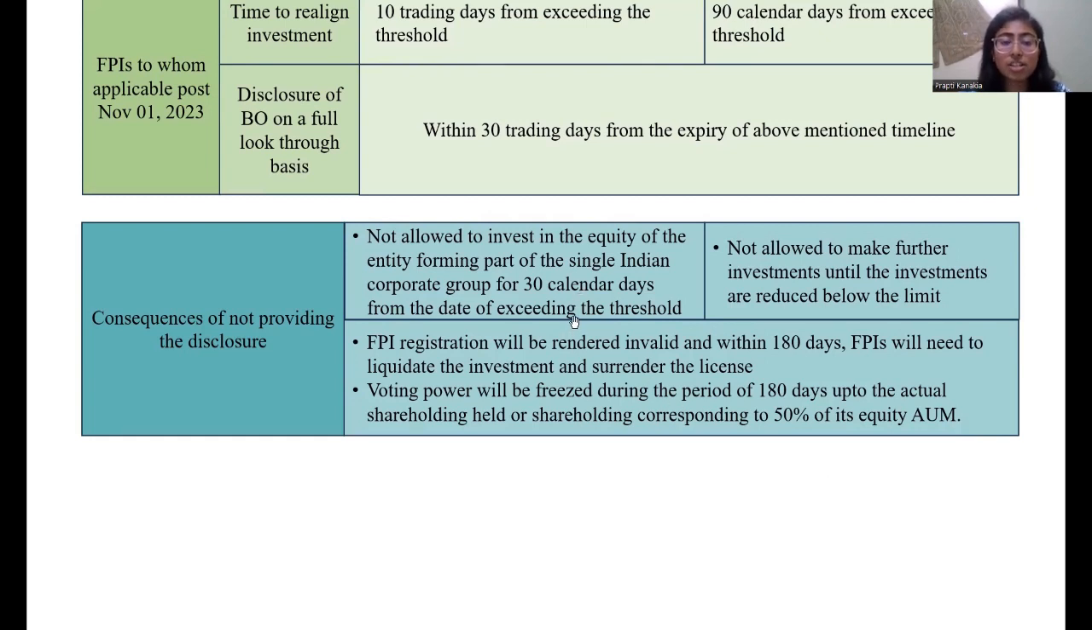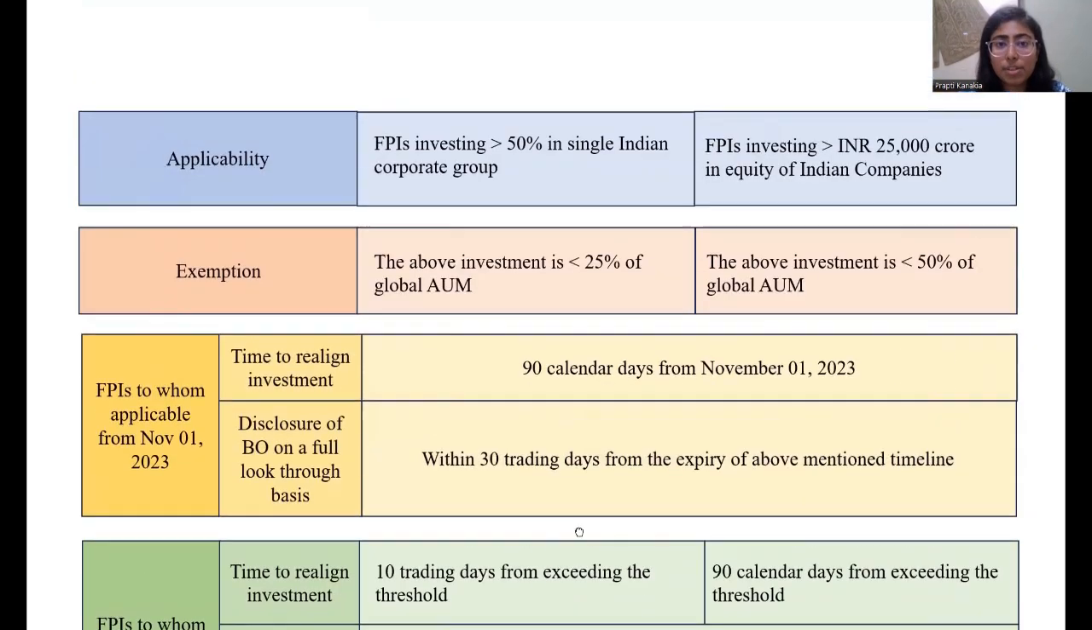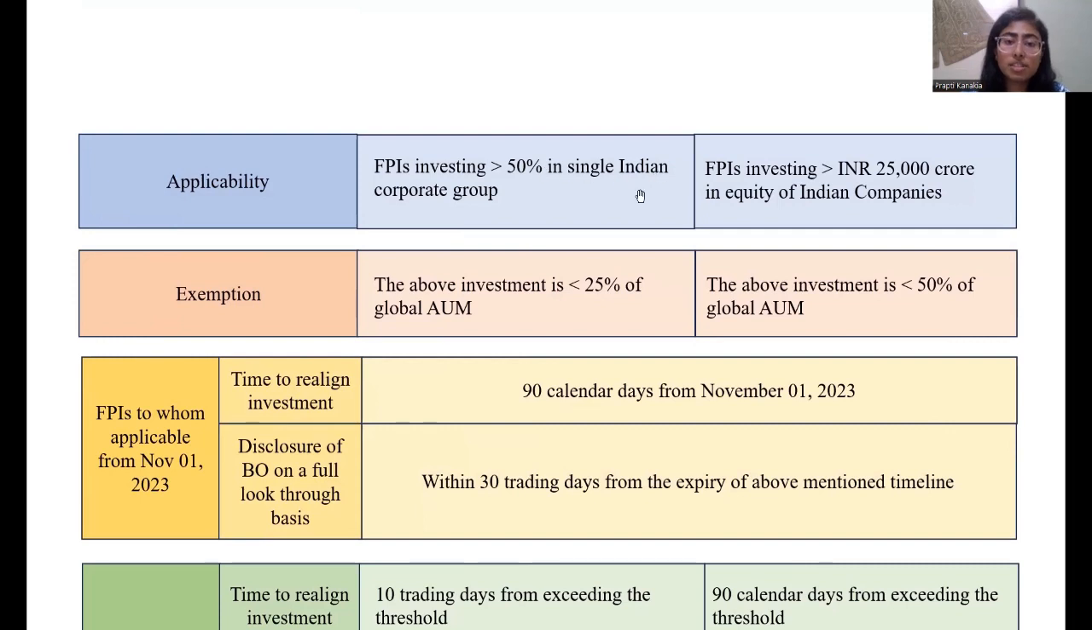So here the actionable for the FPI is that if their investments are beyond the limits as prescribed, that is more than 50% in a single Indian corporate group or more than 25,000 crores in the overall Indian equity market, then they will be required to provide the disclosure of beneficial ownership. Here, the DDP will be coming out with a SOP, providing a solution for the operational problems that will be faced by the FPIs in identifying the beneficial owners.